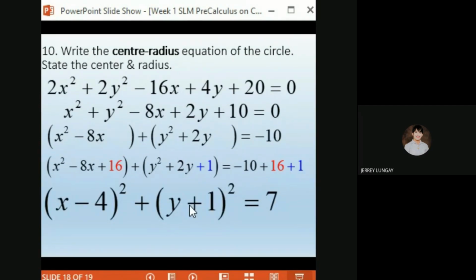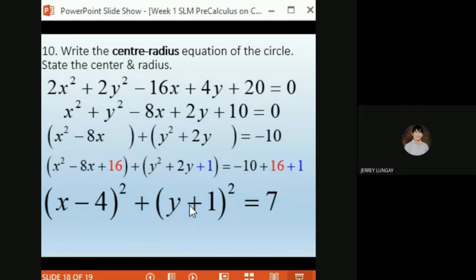What is the center, class? Center, okay, 4 and negative 1. What is the radius? 7? Radius 7? No, no. Ayun na po, very good. Square root of 7, Grace.